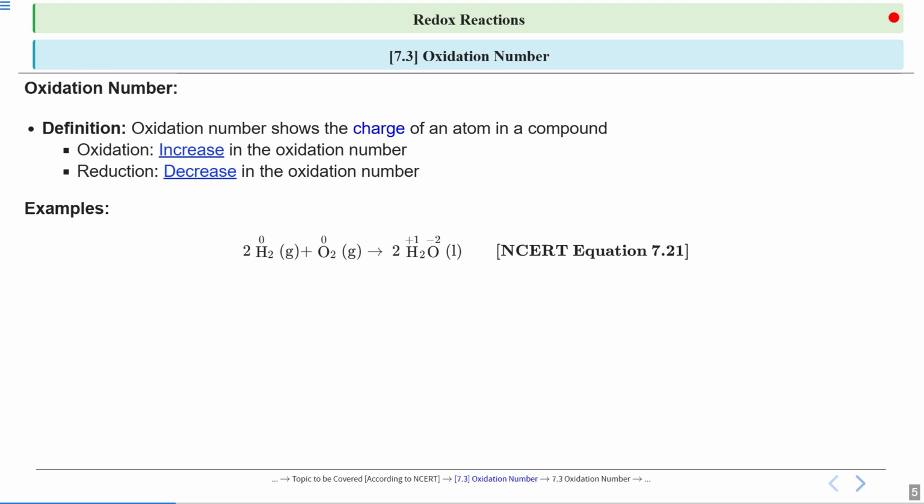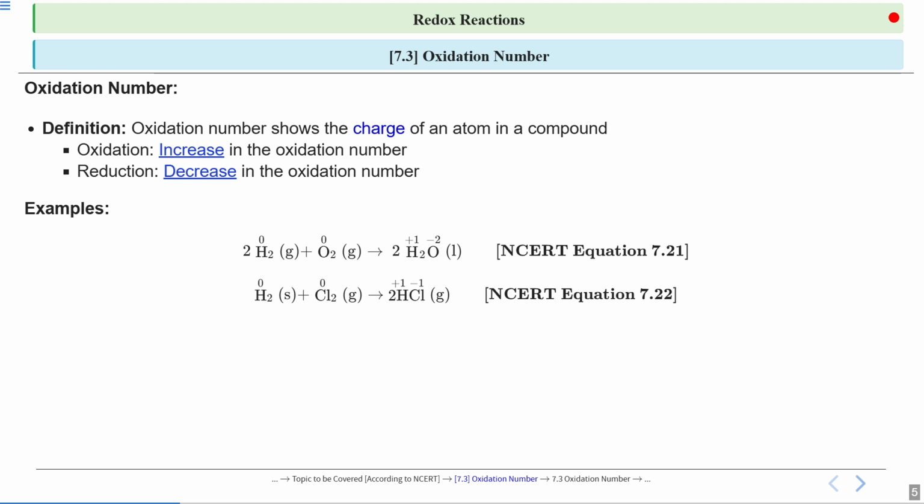So, if we look at another reaction, that is H2 plus Cl2 gives 2HCl, which is NCERT equation 7.22. Here you will find that in the compound HCl, hydrogen has an oxidation number of 0 in H2 and is converted to +1 oxidation state in the product. That means there is an increase in oxidation number, which means oxidation has taken place.